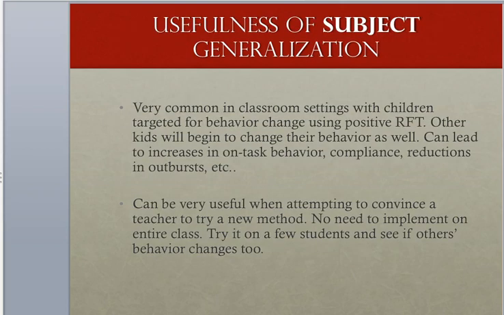Now, subject generalization can be very useful, especially in situations where you're working with a large group of people, like in a classroom setting with children. When you target a few kids for change using, for example, positive reinforcement, and other kids start to change their behavior as well, it can lead to increases in on-task behavior across the classroom. It can lead to improvements in compliance, reductions in outbursts, and more cooperation. You can start to see a lot of behaviors start to spread. And so that's really great, that it spreads to other people and it spreads to other behaviors.